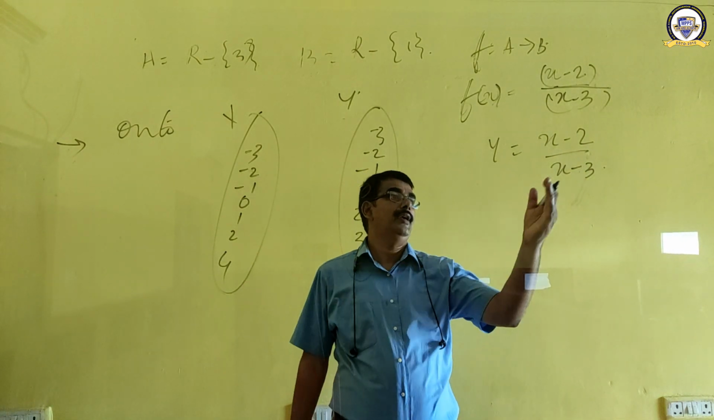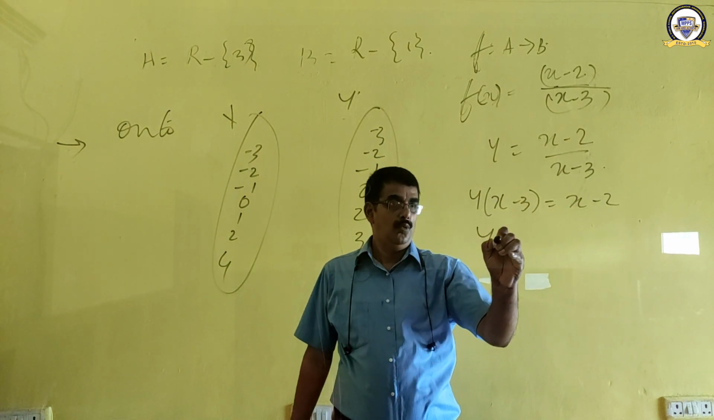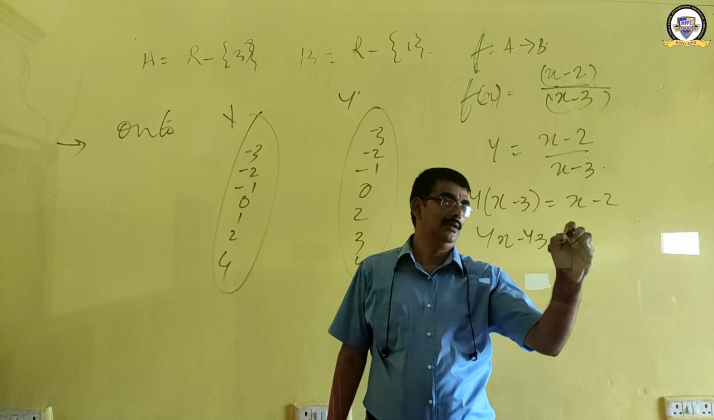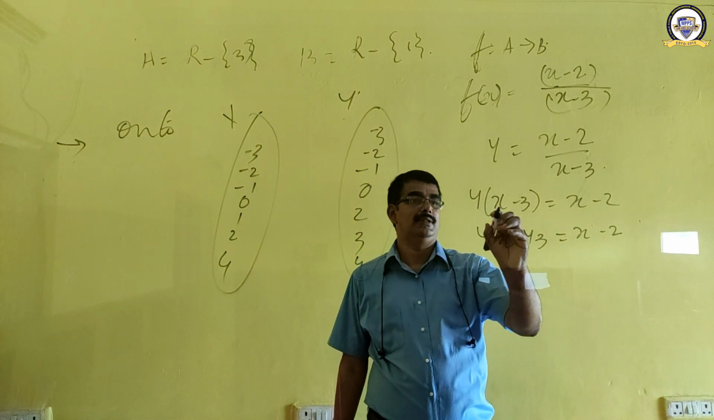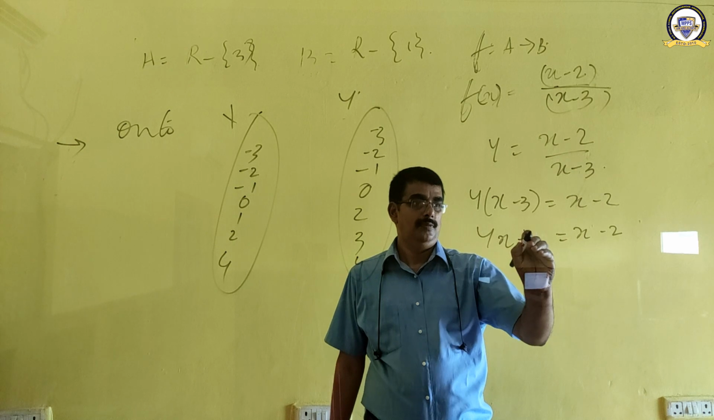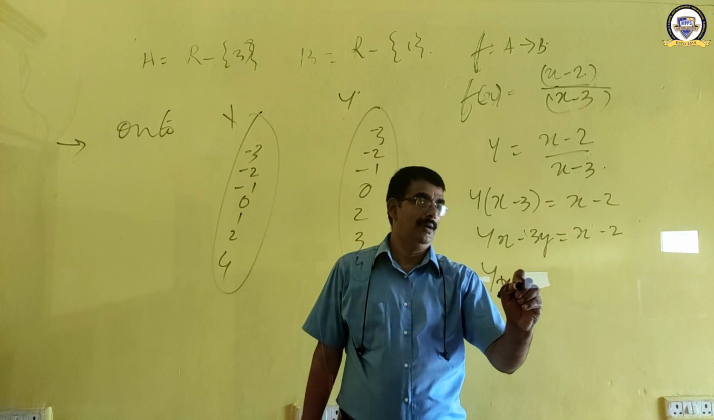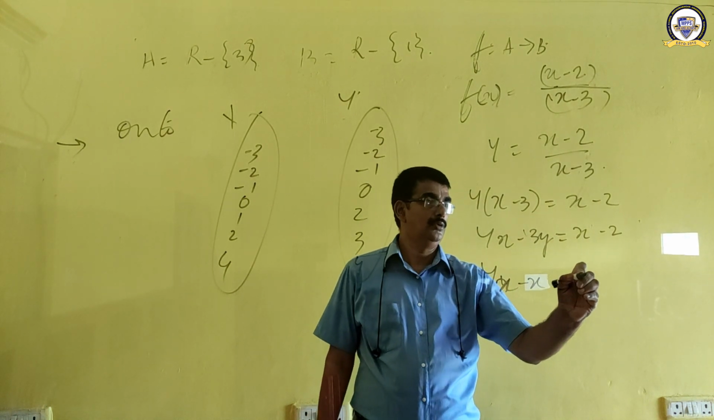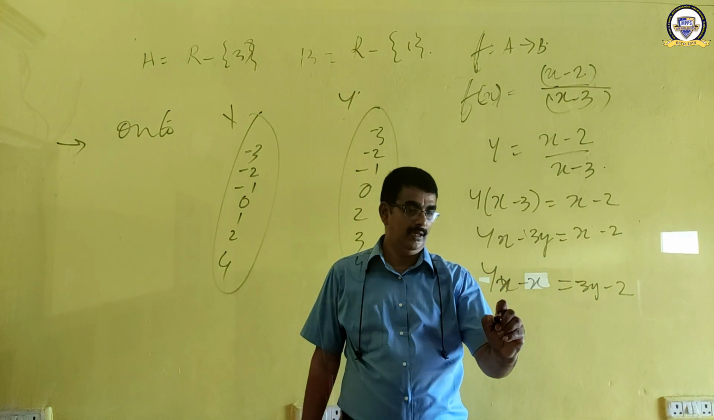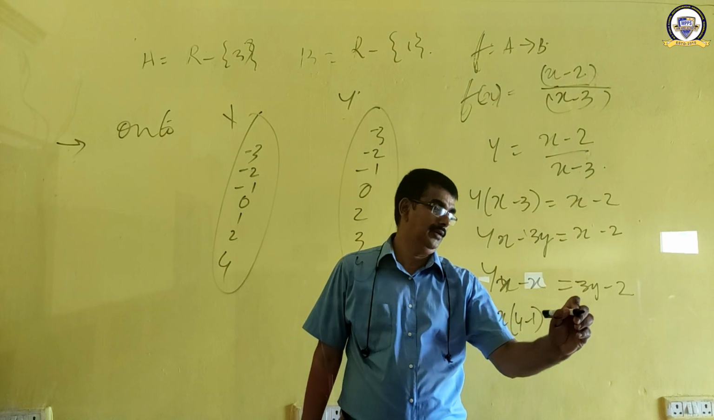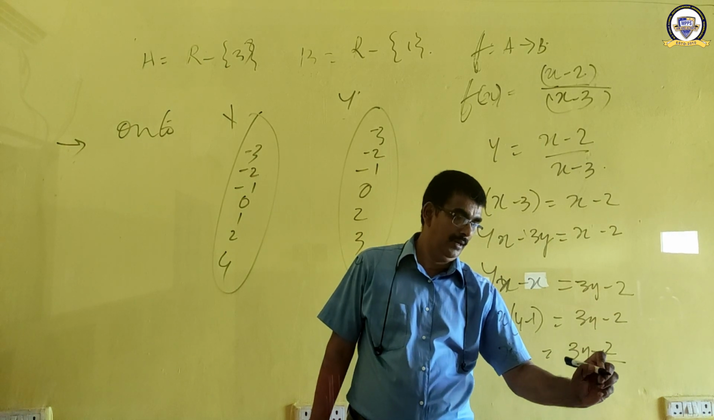Now we are going to multiply. y into x minus 3 equals x minus 2. So yx minus 3y is equal to x minus 2. yx minus x is equal to 3y minus 2. You can take x common: x into y minus 1 is equal to 3y minus 2. So x is equal to 3y minus 2 upon y minus 1.